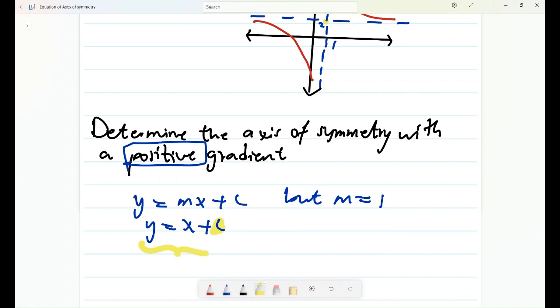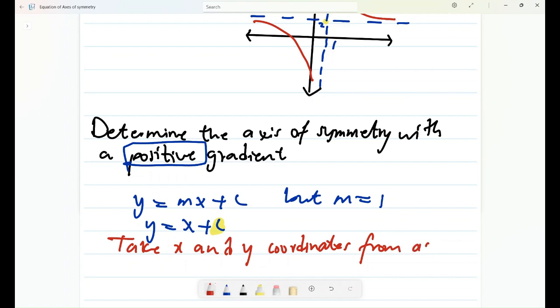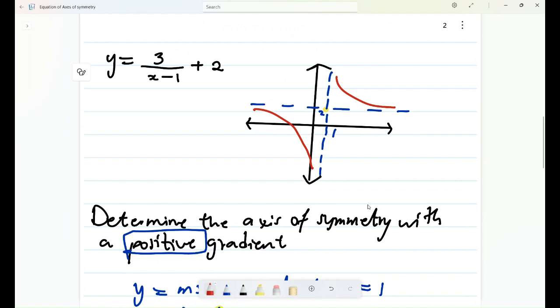You take the x and y coordinates from the asymptotes. Why am I saying you take x and y coordinates from the asymptote? It means you have to come here and see what is the equation of your asymptote. Or maybe you might be given a point here. Remember those two lines, they both pass here. So we are talking about this one with a positive gradient.